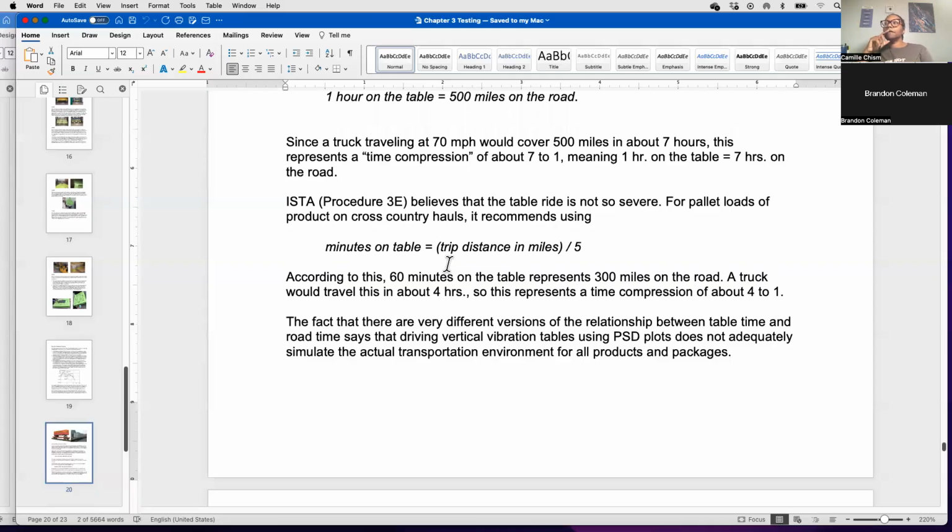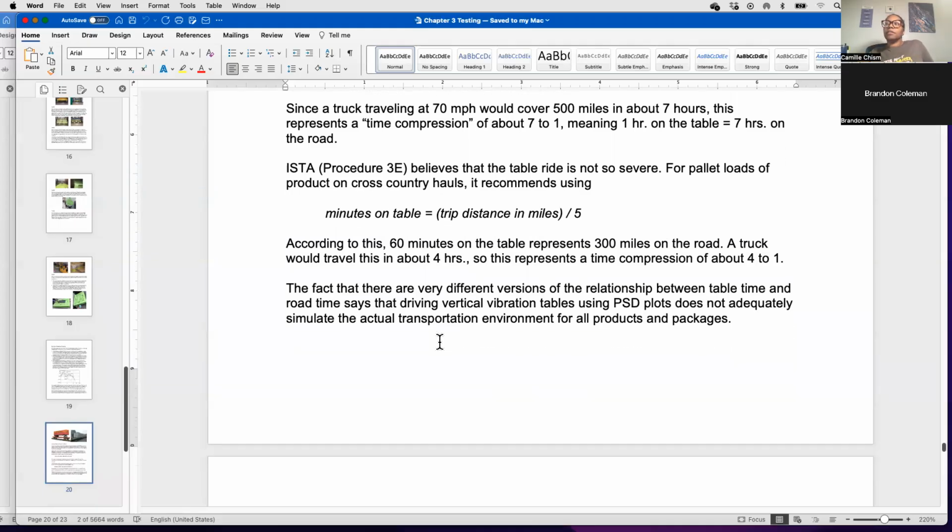Well, let me redo that again. If you're going to do 500 miles divided by 5, it's going to be 100. So now you're saying 100 minutes on the table. Sorry. So this gives you 60 minutes and 300 miles on the road. I'm just kind of thinking this out loud. But this is saying that it's not as severe. But this just gives you an idea.